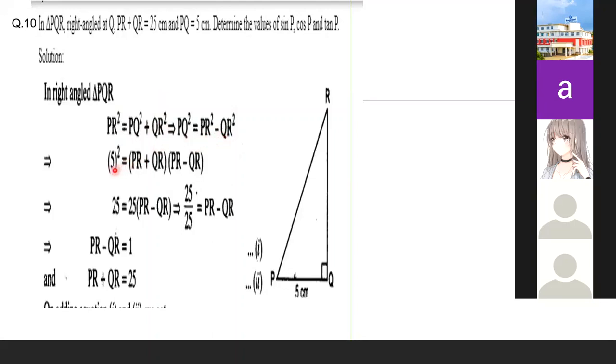Next, the PQ value they gave is 5. So 5 square is equal to PR square minus QR square. Here we have the A square minus B square form, children. I am going to split it as A plus B into A minus B. Am I clear?